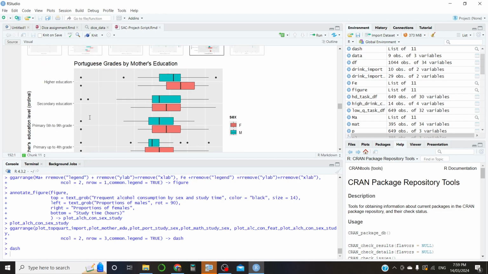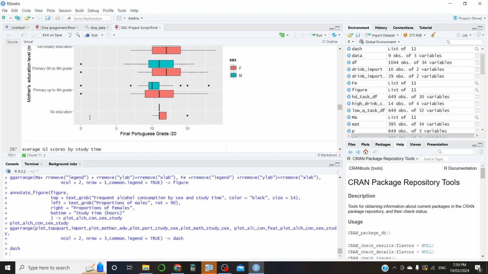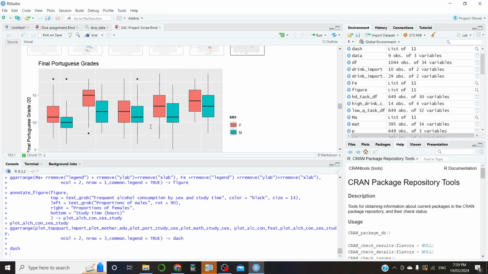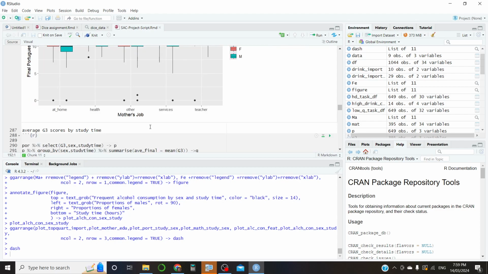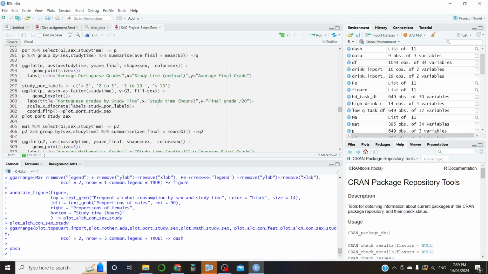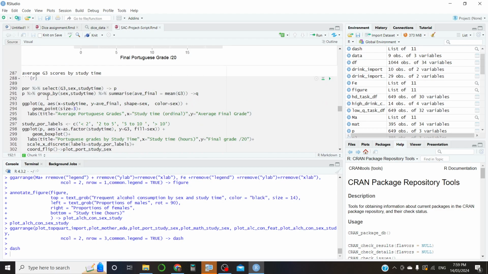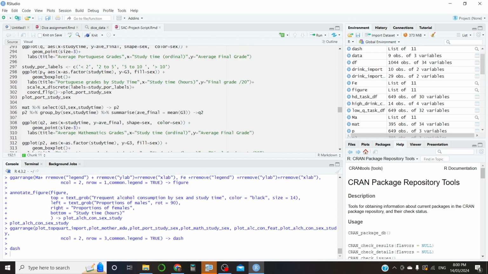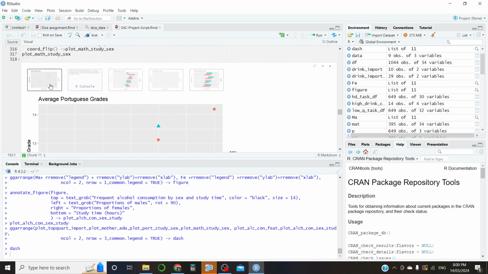Portuguese grades by mother's education. Yep, there's that one from the assignment. I think that's just another way of presenting it. I think I presented that one instead. Okay, so I'm looking at study time now.